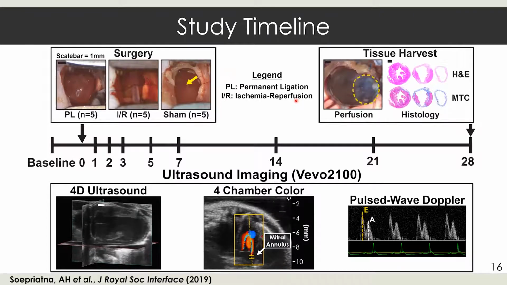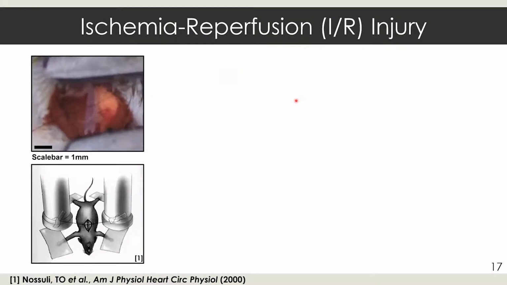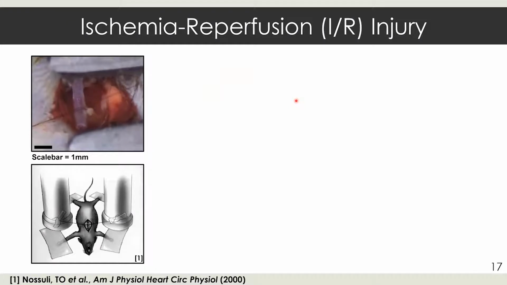And then at the end of the 28-day period, we perfused the heart with KCl to arrest it in diastole before performing histological analysis for infarct sizing. And the reason why we wanted to do ischemia reperfusion is because this is more of a clinically relevant model.